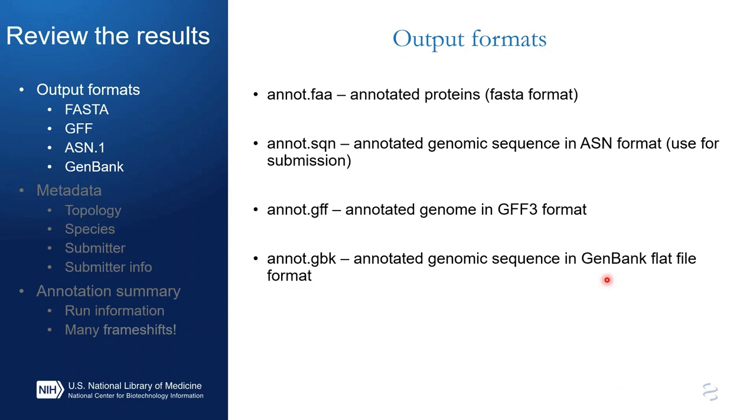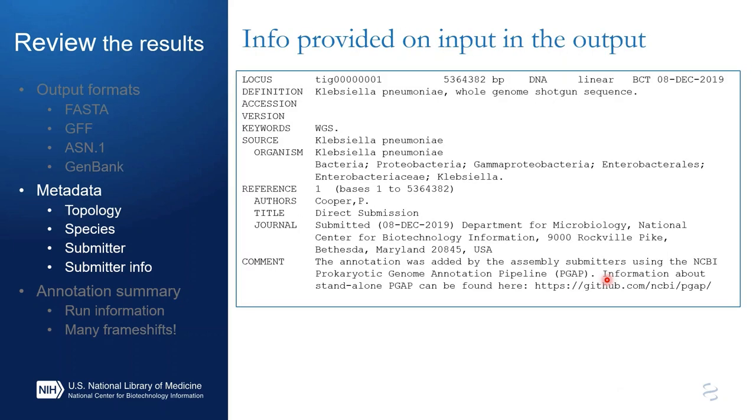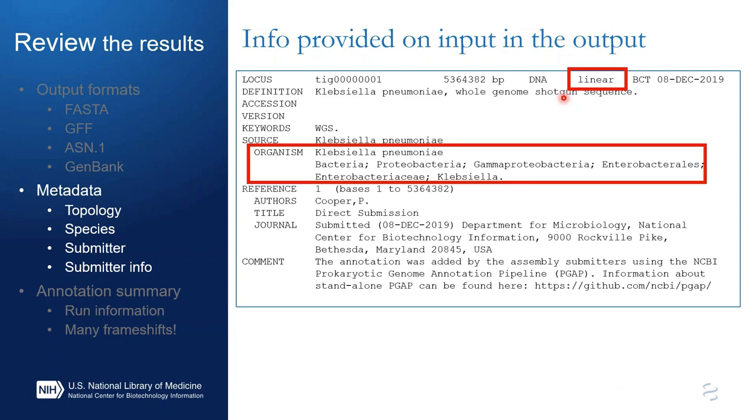So now let's take a look at the outputs in the GenBank flat file format. This is what you would see if you go into Entrez and look up an annotated genome. You would see it looks very similar. The thing I want to point out here is that the input that we provided is reflected in this output. We said that the sequences were linear. You can see that in the output. We said the organism was Klebsiella pneumoniae. It's here. And we said the author was Peter Cooper.